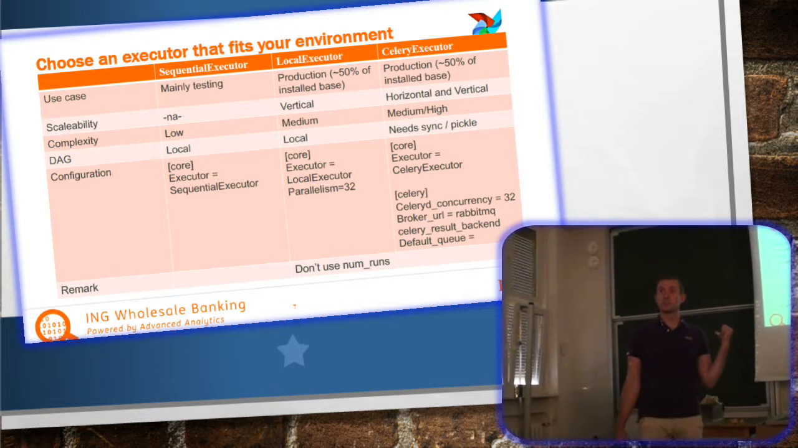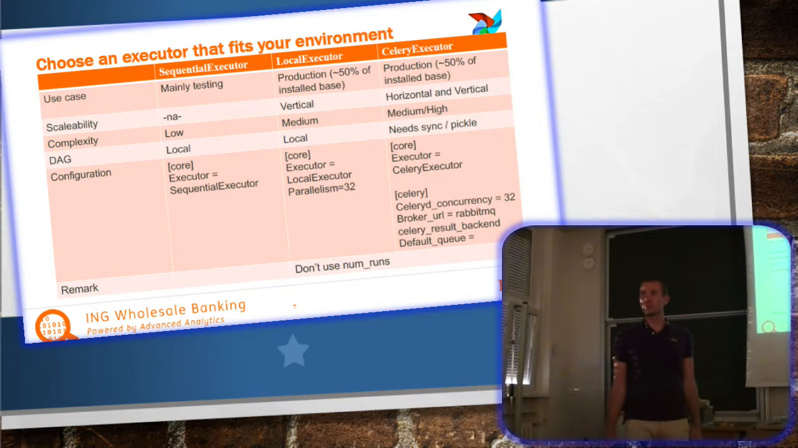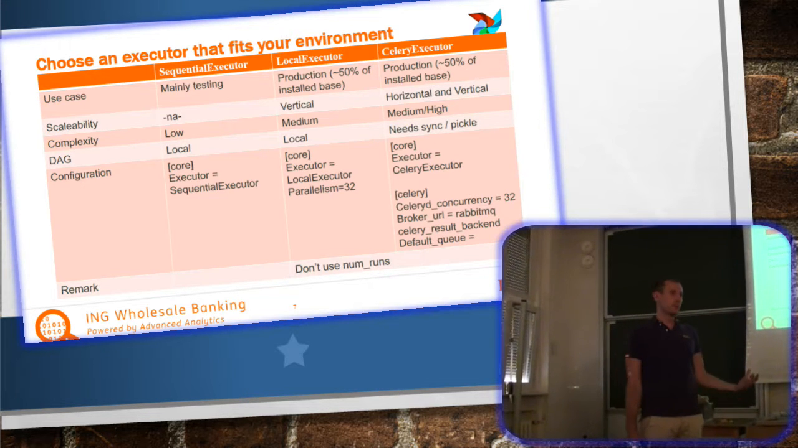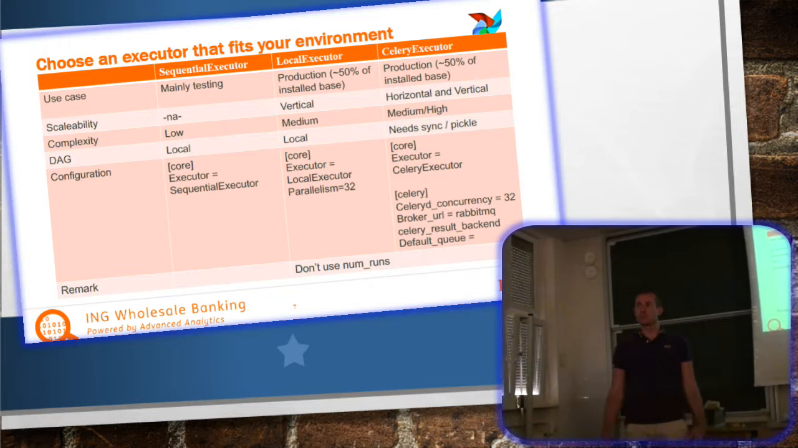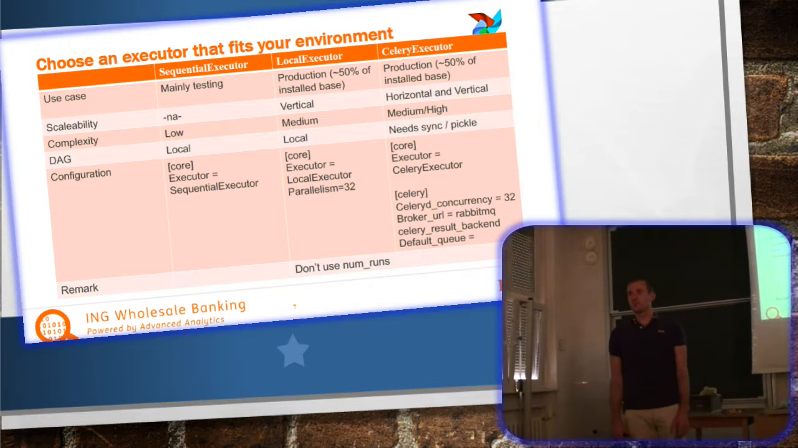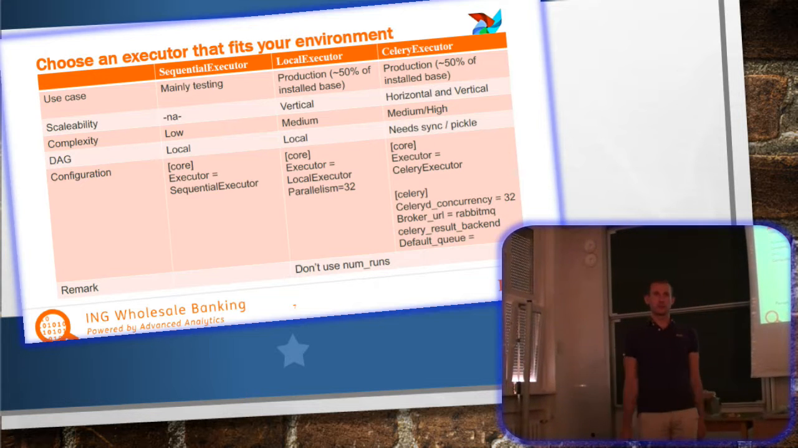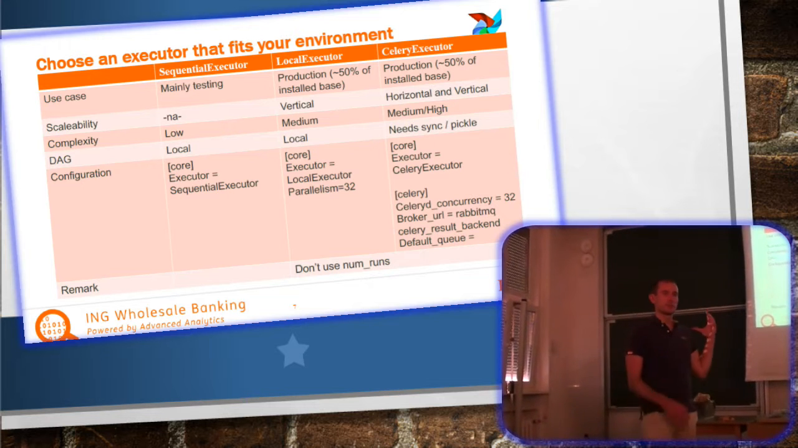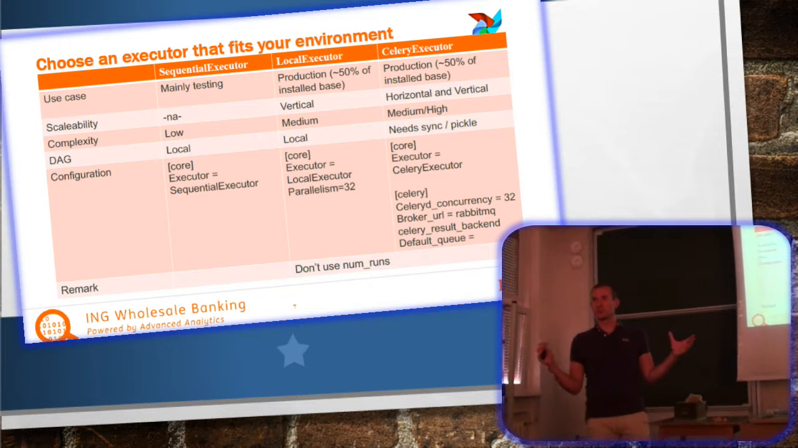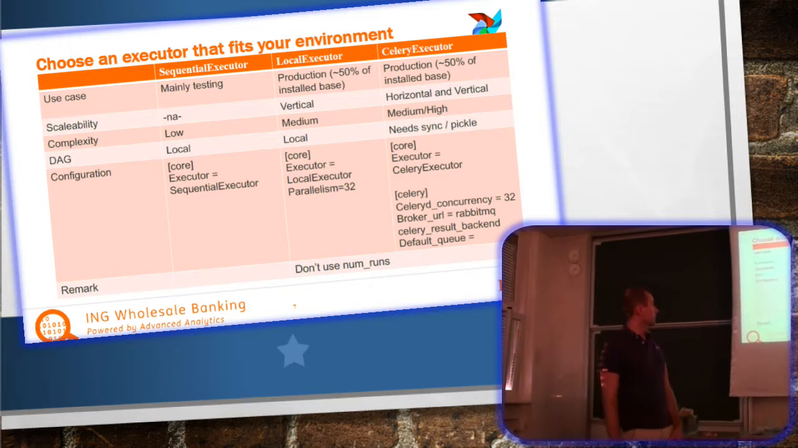This is the reason we use the sequential executor for SQLite. SQLite doesn't allow any concurrency on the database, and as you won't use it for production, or at least we don't support that, we think it doesn't make sense to do all kinds of fancy stuff to allow a local executor or a Celery executor to run on a SQLite database. It doesn't really make sense. The sequential executor is just there to get you started as soon as possible. Local executor, I told you guys about that.